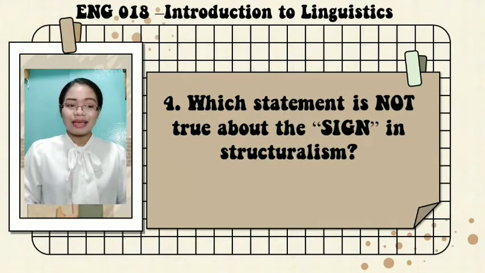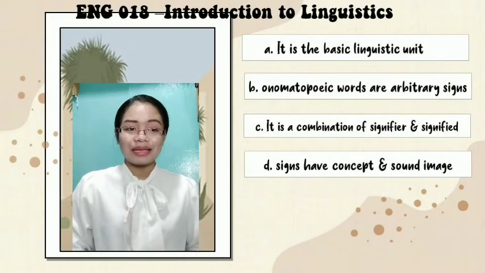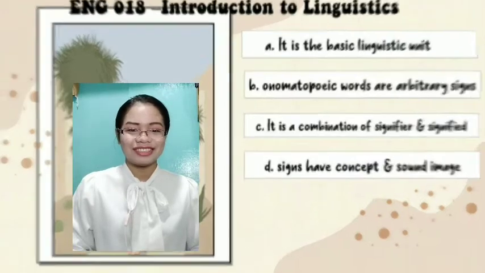Which statement is not true about the sign in structuralism? Letter A, it is the basic linguistic unit. Letter B, onomatopoeic words are arbitrary signs. Letter C, it is a combination of signifier and signified. Letter D, signs have concept and sound image.